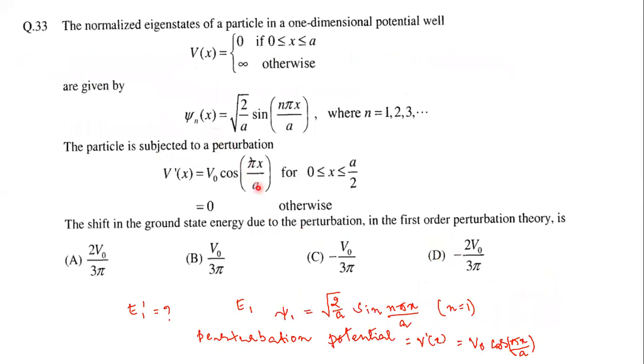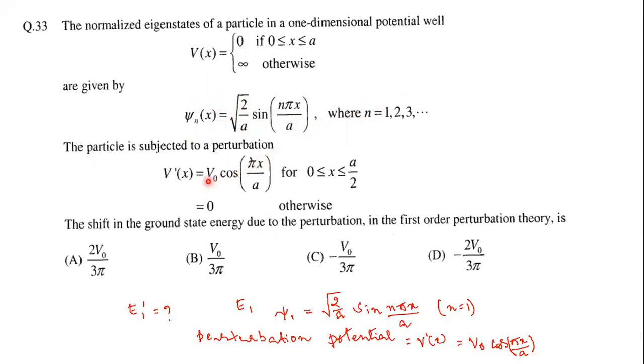And this problem may be a little difficult. We'll see. The normalized eigenstates of a particle in a one-dimensional potential well are given by this. This is the potential function, where the potential is equal to 0 in the range of the box length and infinity otherwise. This is the wave function corresponding to a particle in a one-dimensional box.